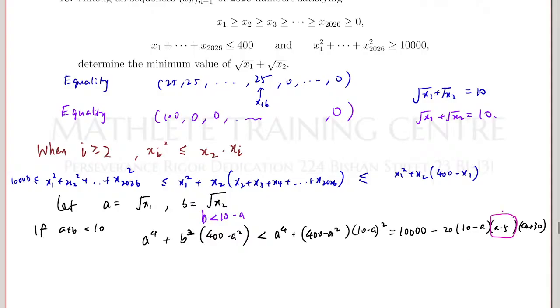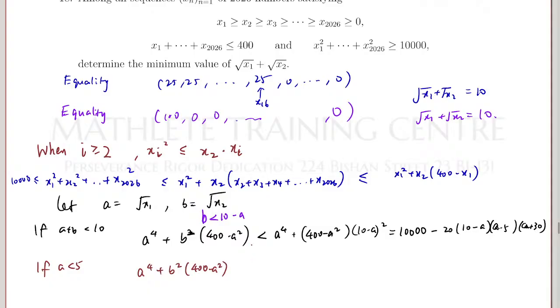See this a minus 5 here? This thing here is only true if a is larger than 5, right? So actually we need to do another specific subcase about if a is less than 5, what happens? If a less than 5, then we do this another way.